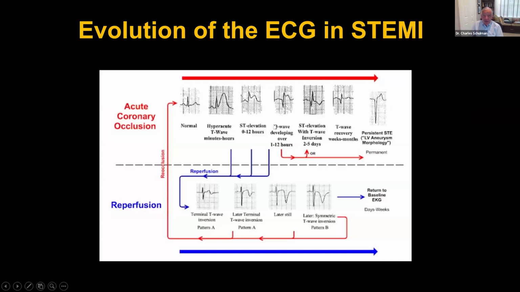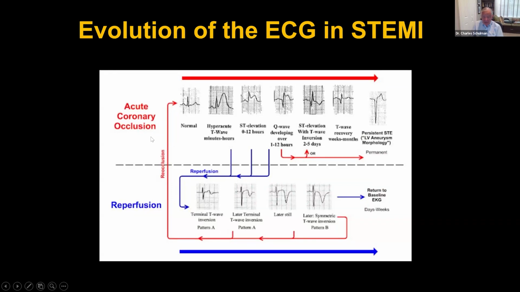Now, the evolution of the ECG in STEMI, I've already alluded to. The first change is a hyperacute T wave, followed by ST elevation, followed by the development of Q waves, and the ST segment comes down, the T wave inverts, then the T wave may recover, and you're left with a Q wave in that particular lead. This is what happened in the olden days, that is, prior to revascularization and reperfusion.